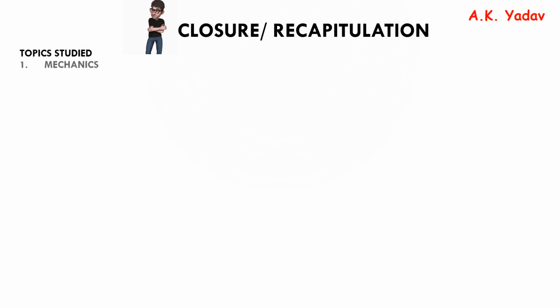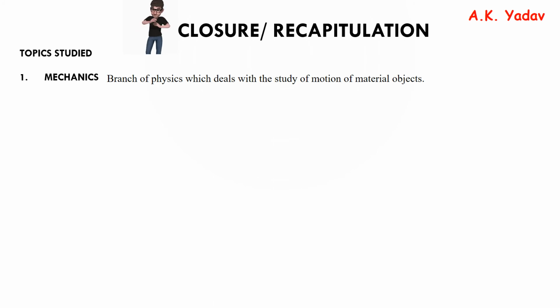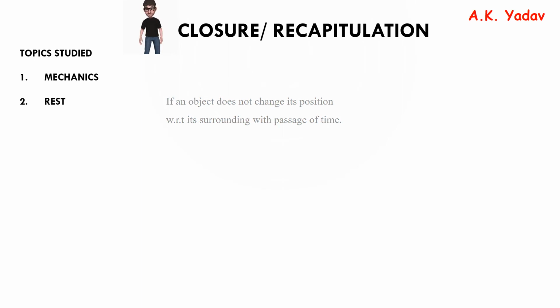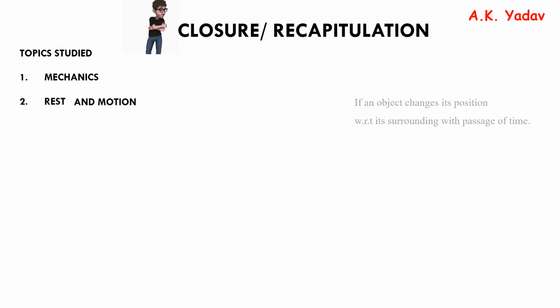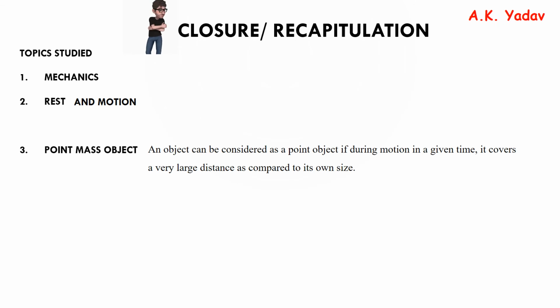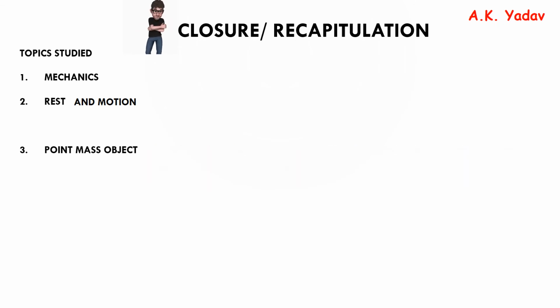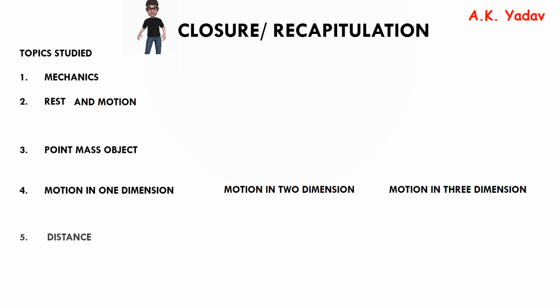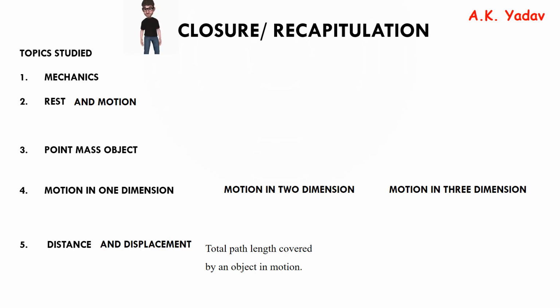Now let's have a quick recap of the topics that we studied. Mechanics, the branch of physics which deals with the study of motion of material objects. Rest, if an object is not changing its position with the surrounding. Motion, when it is changing its position with the surrounding. Point mass object, if it covers a very large distance as compared to its size. Motion in one dimension, only one coordinate is changing. Two dimension, two coordinates are changing. And three dimension, all the three coordinates are changing. Then we studied distance, the total path length covered by an object, and displacement, the shortest path between the initial and final position.